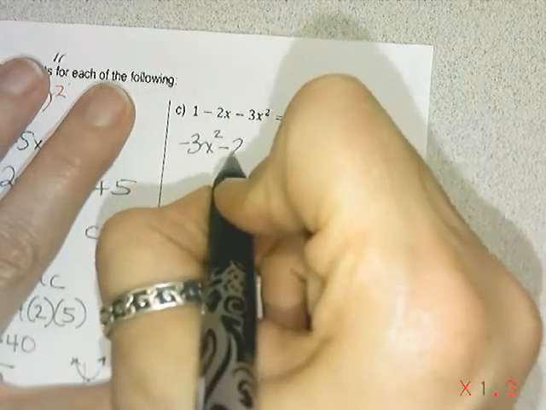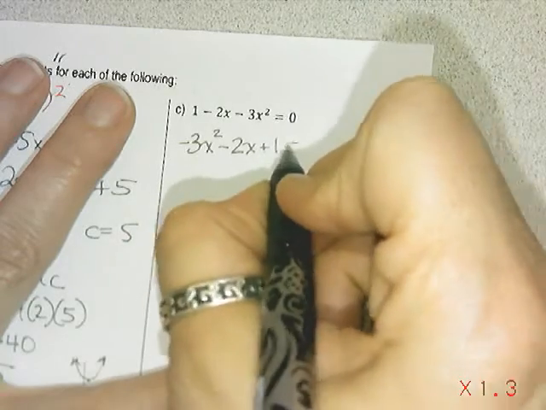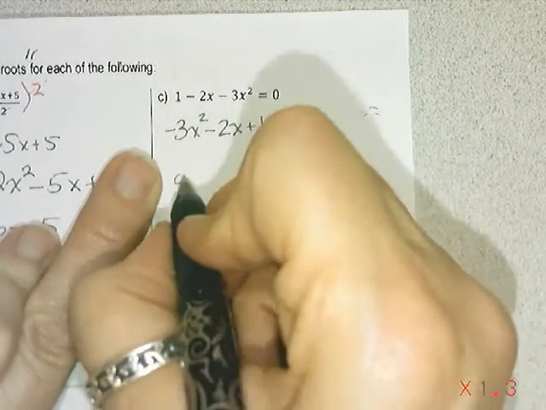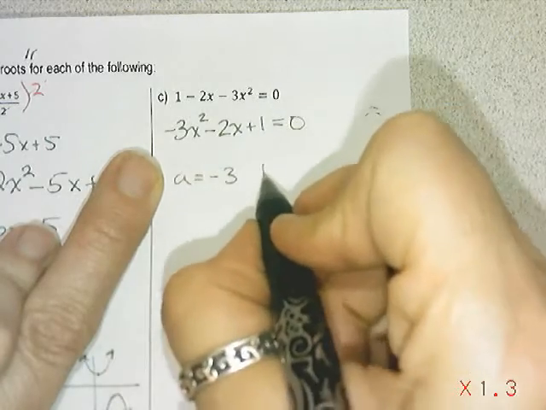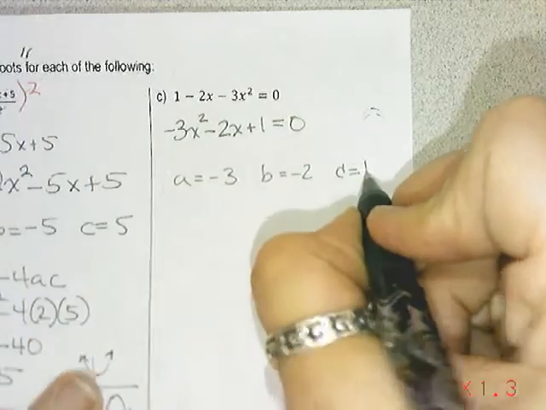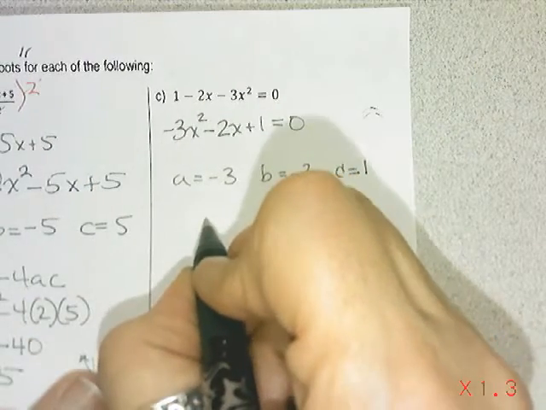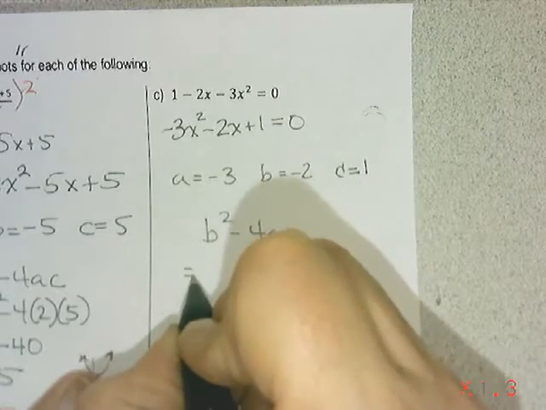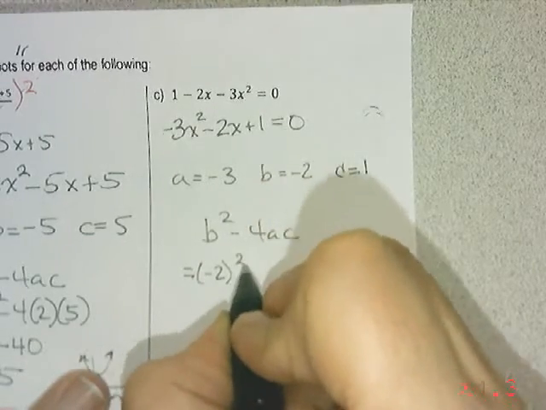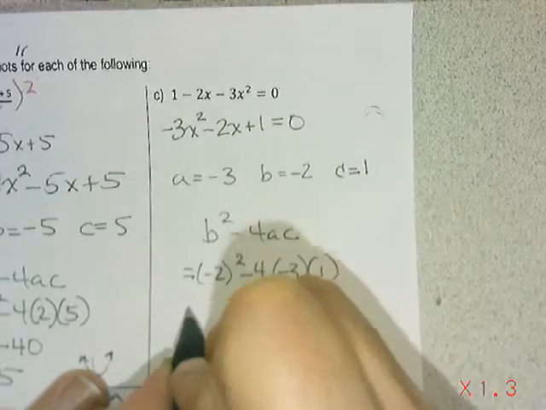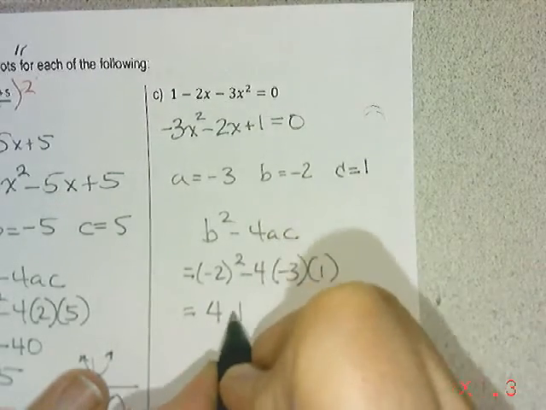All right, these terms are in a little bit improper order to be able to consider it easily as a quadratic. When I rearrange it, it becomes apparent that I have an a value of -3, a b value of -2, a c value of 1. When I run that through my discriminant, b squared minus 4ac, I have a -2 squared minus 4 times a -3 for a, 1 for c. I get 4 plus 12.